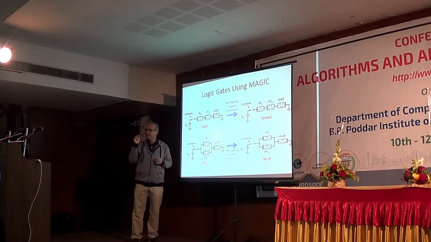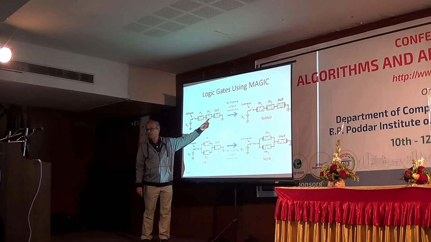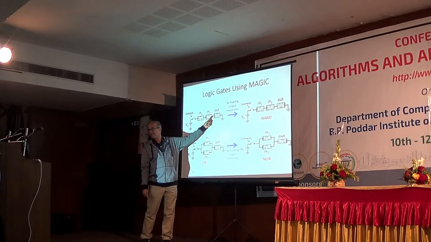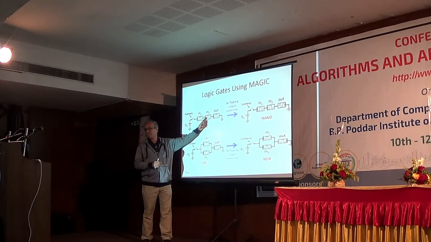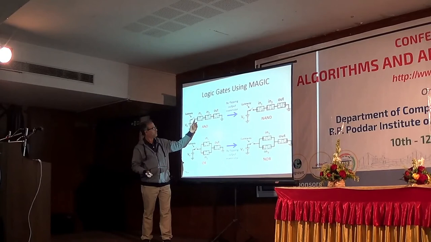Now if both IN1 and IN2 are conducting, they are on, then only this voltage V0 will reach here and the voltage across this output memristor will be sufficient to switch it to 1. But for the other combinations 00, 01 or 10, at least one of these two memristors will be off. So the voltage will not reach here because very little current will be flowing and this will remain at 0.